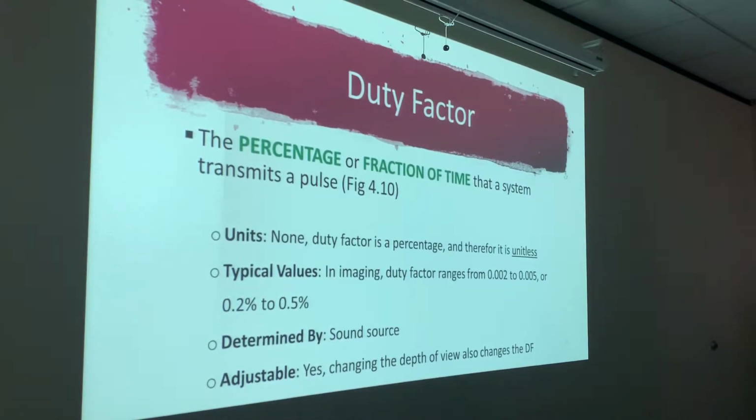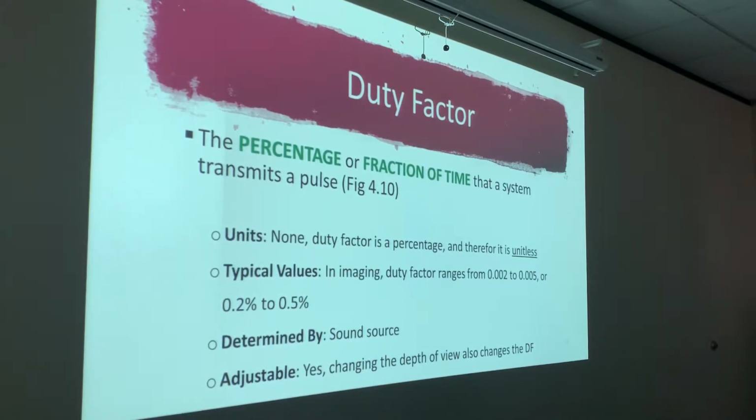The same as the other ones? Not the same as the other. This one is special because it is a unitless number. That's why it says it's only determined by the sound source and not the imaging depth. But the imaging depth affects the duty factor. Okay? It affects the listening time.